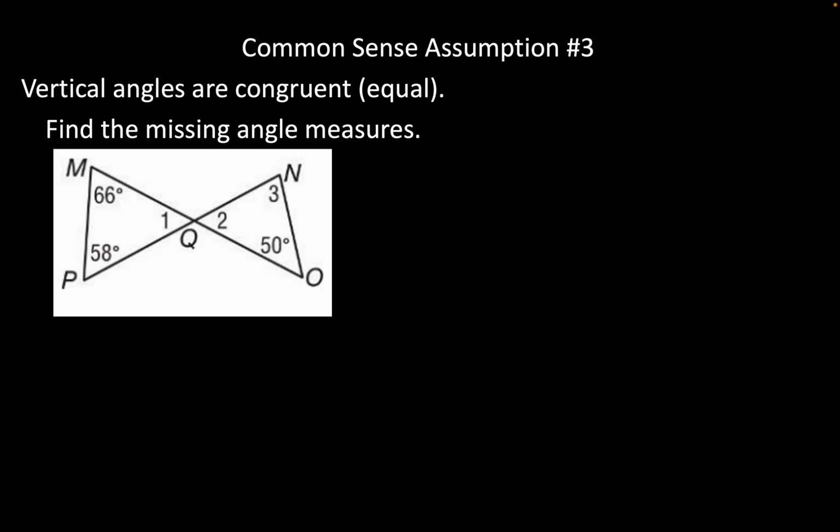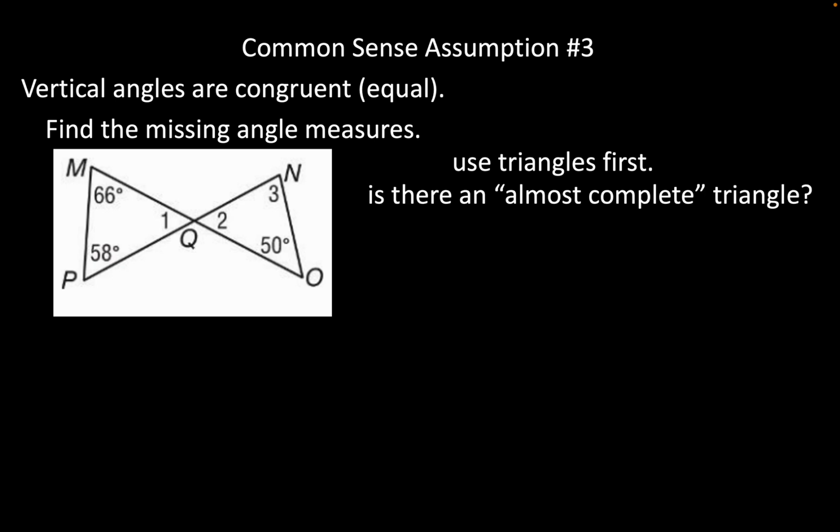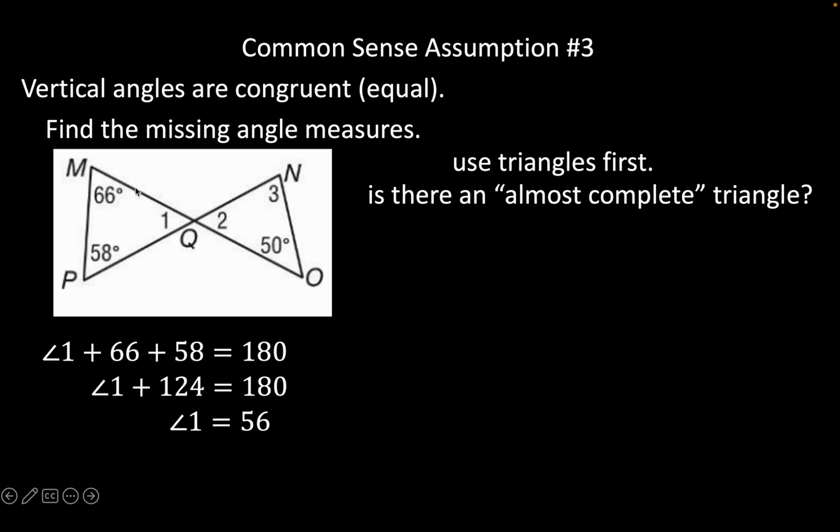So if you're answering this question, once again, the whole point is you have to be able to find things so you can keep moving. Angle 1 shouldn't be that hard to find. Because it's part of a triangle that has two angles in it, it's almost complete. So what you're going to do is say angle 1 plus this plus that equals 180. You'll do the algebra. You'll figure out that angle 1 is 56.